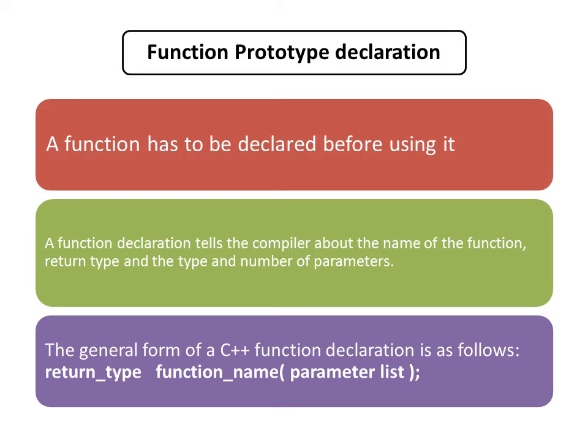The first part of the function is the function prototype declaration. Like variables, a function should also be declared before using it. The declaration of the function tells the compiler the name of the function, what data type it will be returning, and the number and type of parameters that the function will be using. Everything will be declared using the function prototype declaration statement. The general form of a C++ function, if you see the syntax, will have the return data type, followed by a function name with a set of parameter list.